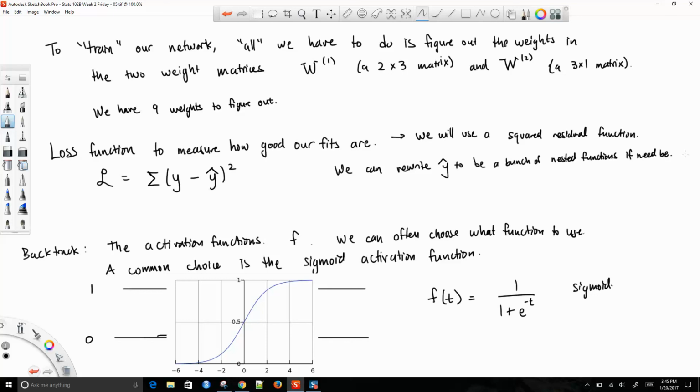Okay, so once we have our loss function, how do we go about applying gradient descent to train our weight matrices? It's the same exact problem that we did for least squares regression. We had a loss function, and we wanted to train, or in other words, find the w's that minimize the loss function. Same thing here. We have this loss function, and we want to find the W1 and W2 that minimize this loss function.